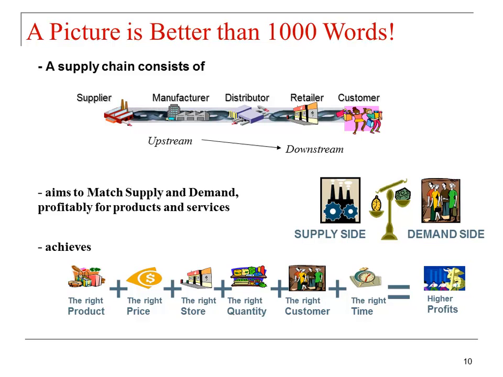So this is upstream and downstream. They're trying to match the supply and the demand, which translates into profitability to products and services. And these are the things that we are trying to achieve: the right product, the right price, the right store, the right quantity, the right customer, and the right time. All of that together translates into higher profits.